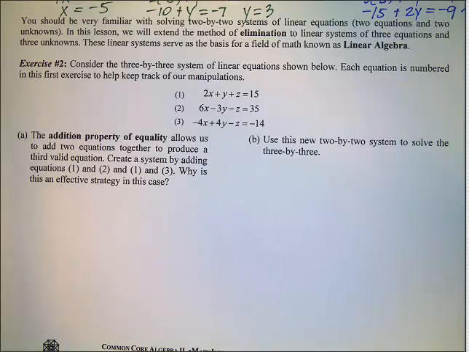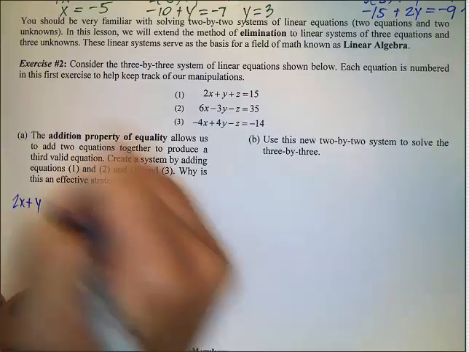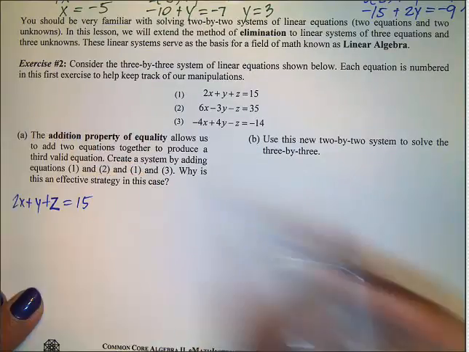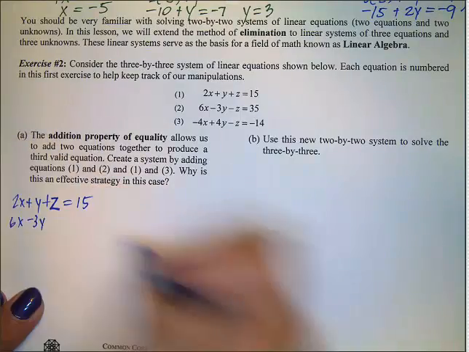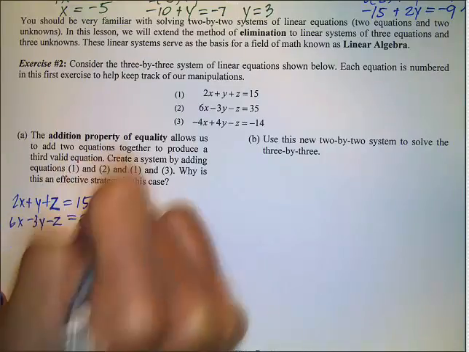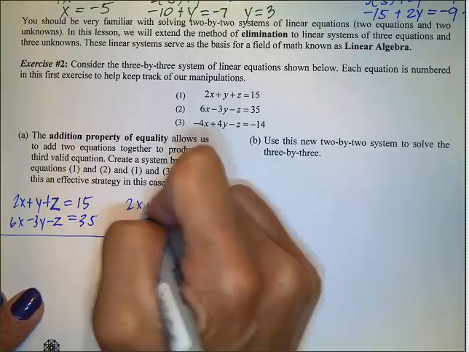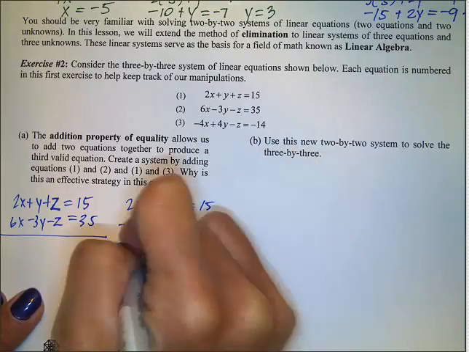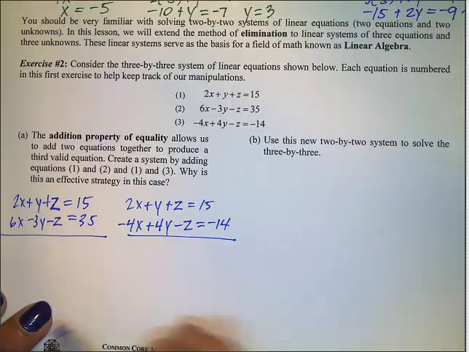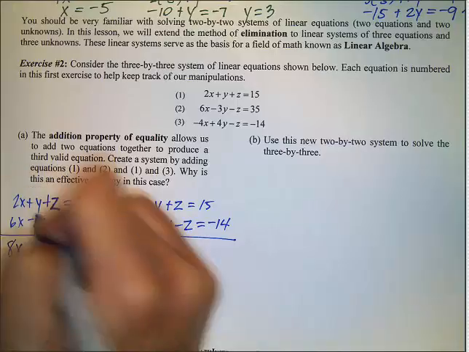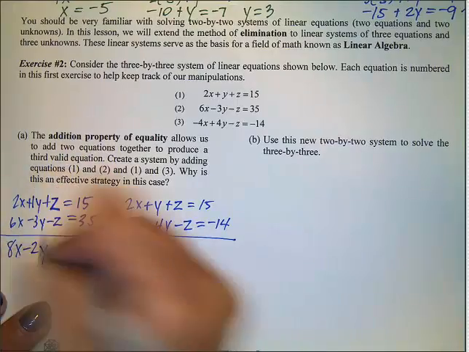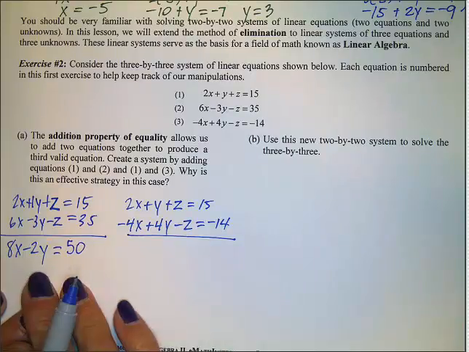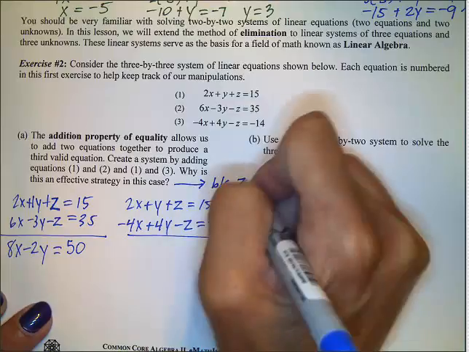Well, let's look. 1 and 2. So we have 2x plus y plus z equals 15. And be very careful with z's. Sometimes they look like 2's. And then we have 6x minus 3y minus z equals 35. And then 1 and 3: 2x plus y plus z equals 15, and -4x plus 4y minus z equals -14. So what happens when I add them to create a new equation? Well, I get 8x, y minus 3y is -2y, the z's cancel, equals 50. So this was effective because z canceled.